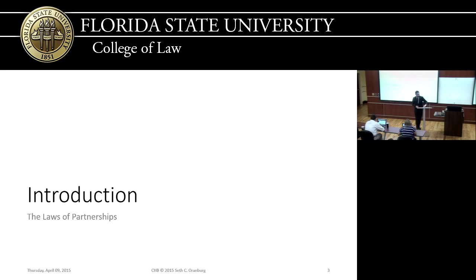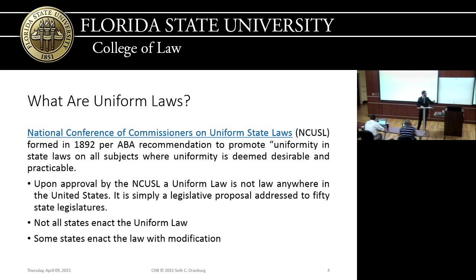The law of partnerships. I'll begin by just explaining what is a uniform law. So a uniform law is a law created by the National Conference of Commissioners on Uniform State Laws, and it's a model law. It's not a law per se, it is a law to be. And essentially, these model laws are drafted by committees, and then the committee will promote, try to advertise and encourage people to adopt this model law. And so they're not necessarily adopted in a uniform manner.